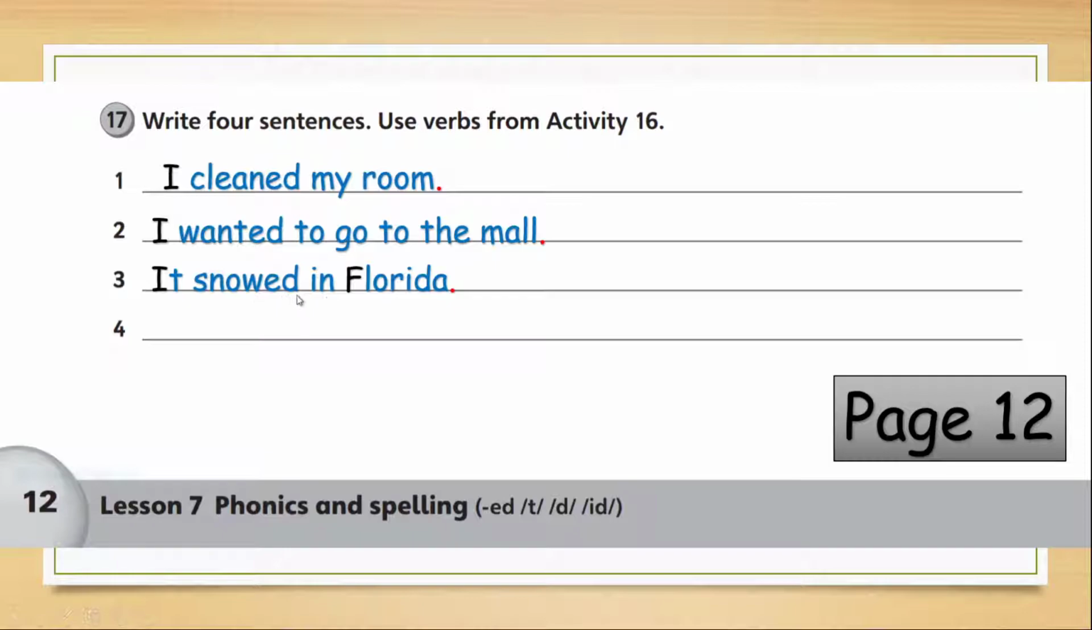It snowed in Florida. It, the I should be capital. Florida is the name of a place, so it should be capital F. And then a full stop. Mom laughed at my joke. The M in mom should be capital because it's the first letter in the sentence. And at the end, we should write a full stop.